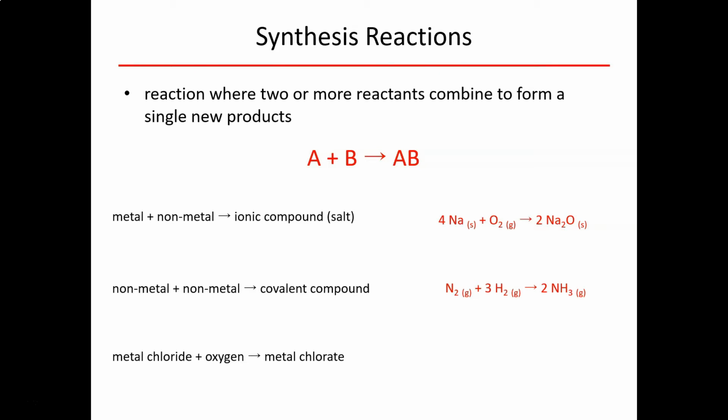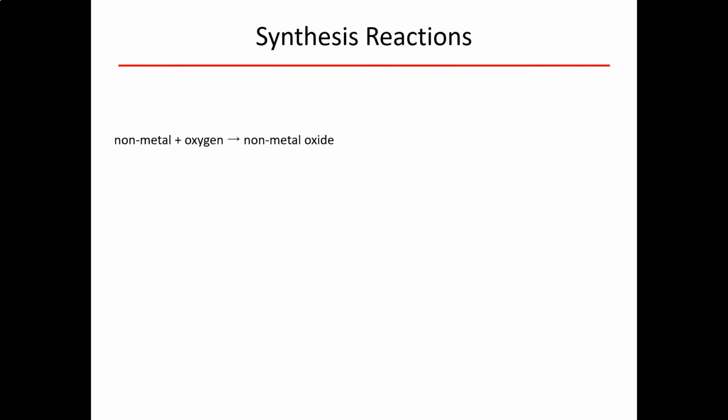Another synthesis reaction that we'll have to recognize is a metal chloride plus oxygen, which would give us a metal chlorate. So for example, our metal chloride, magnesium chloride, can combine with oxygen gas, and it would give us magnesium chlorate. Non-metal plus oxygen will give us a non-metal oxide. So for example, sulfur plus oxygen will give me sulfur dioxide.